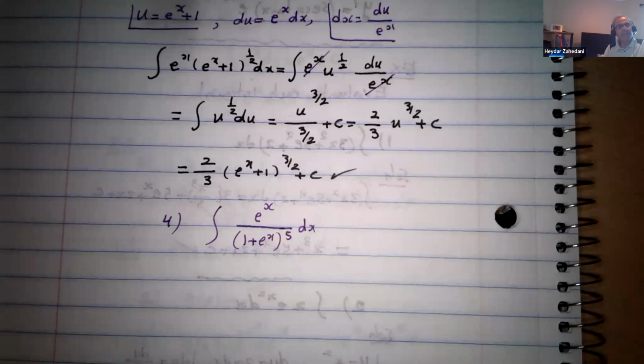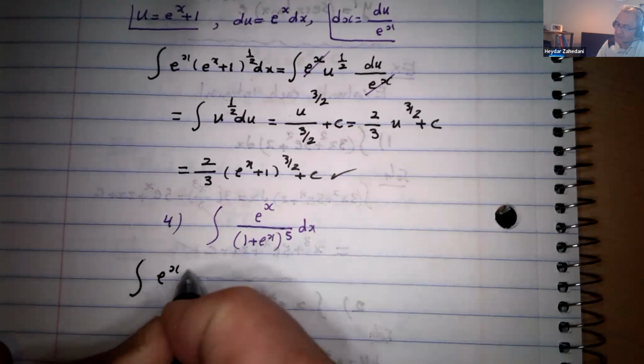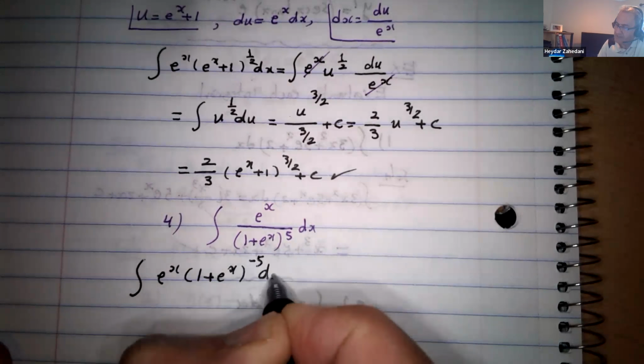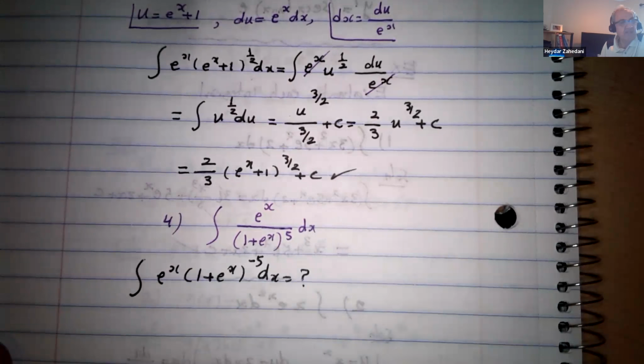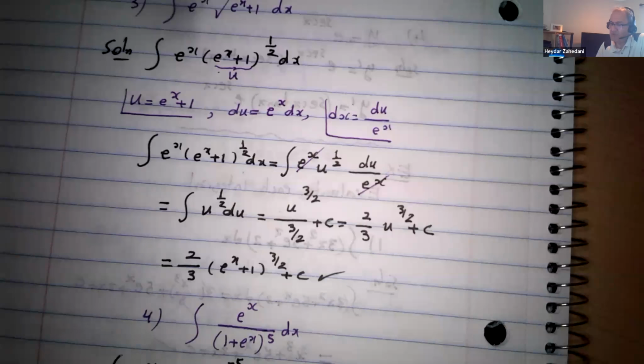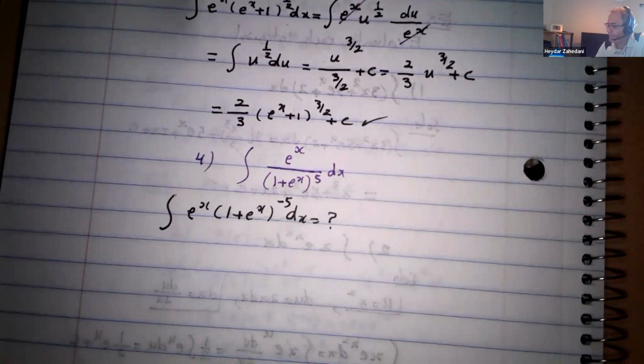Again, you know that this is a power function in the denominator. You move it up first. And when you move it up, that's the same thing as you did for the previous one. So we rewrite it as e to the x, 1 plus e to the x, everything to the negative 5, dx. That's it. So it's the same as the previous one. You see, the power was 1/2. Now the power would be negative 5.